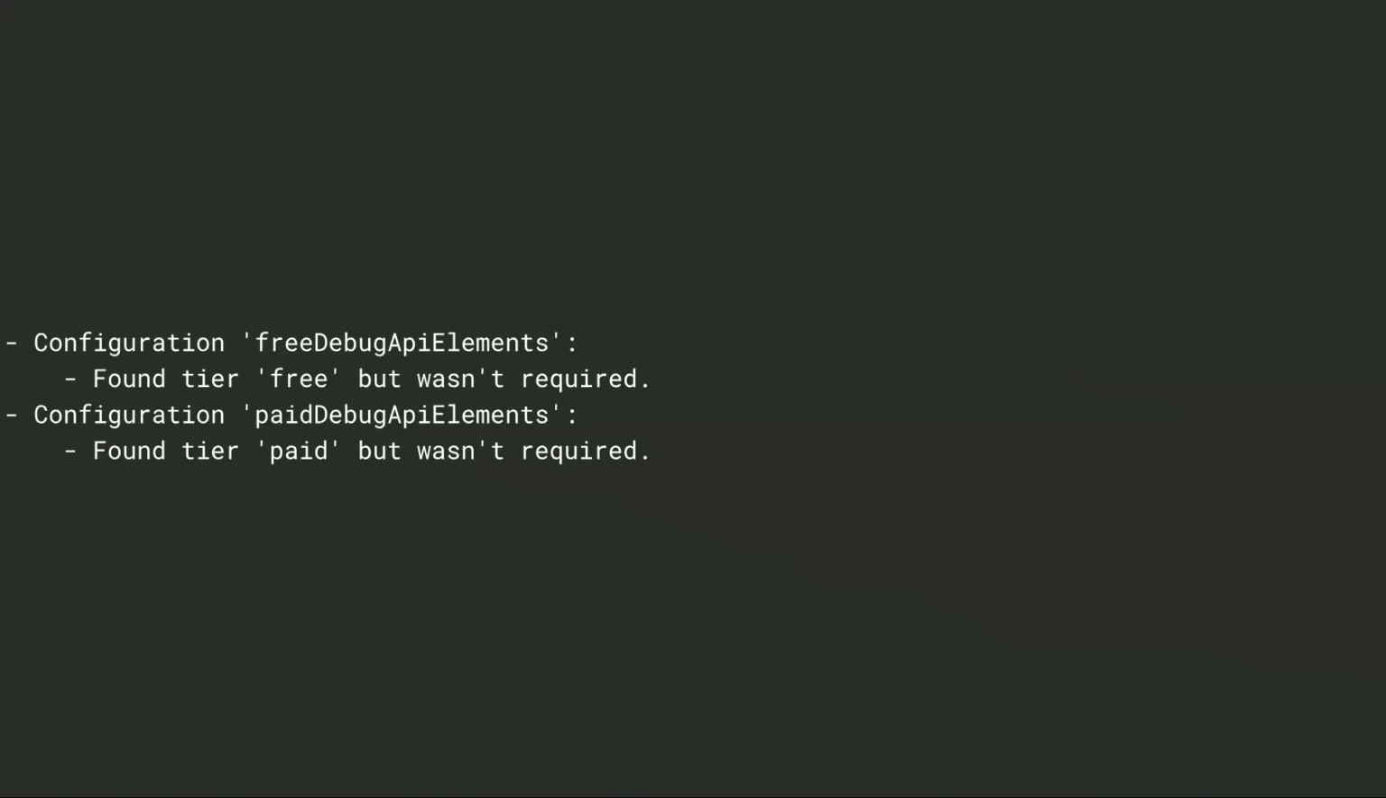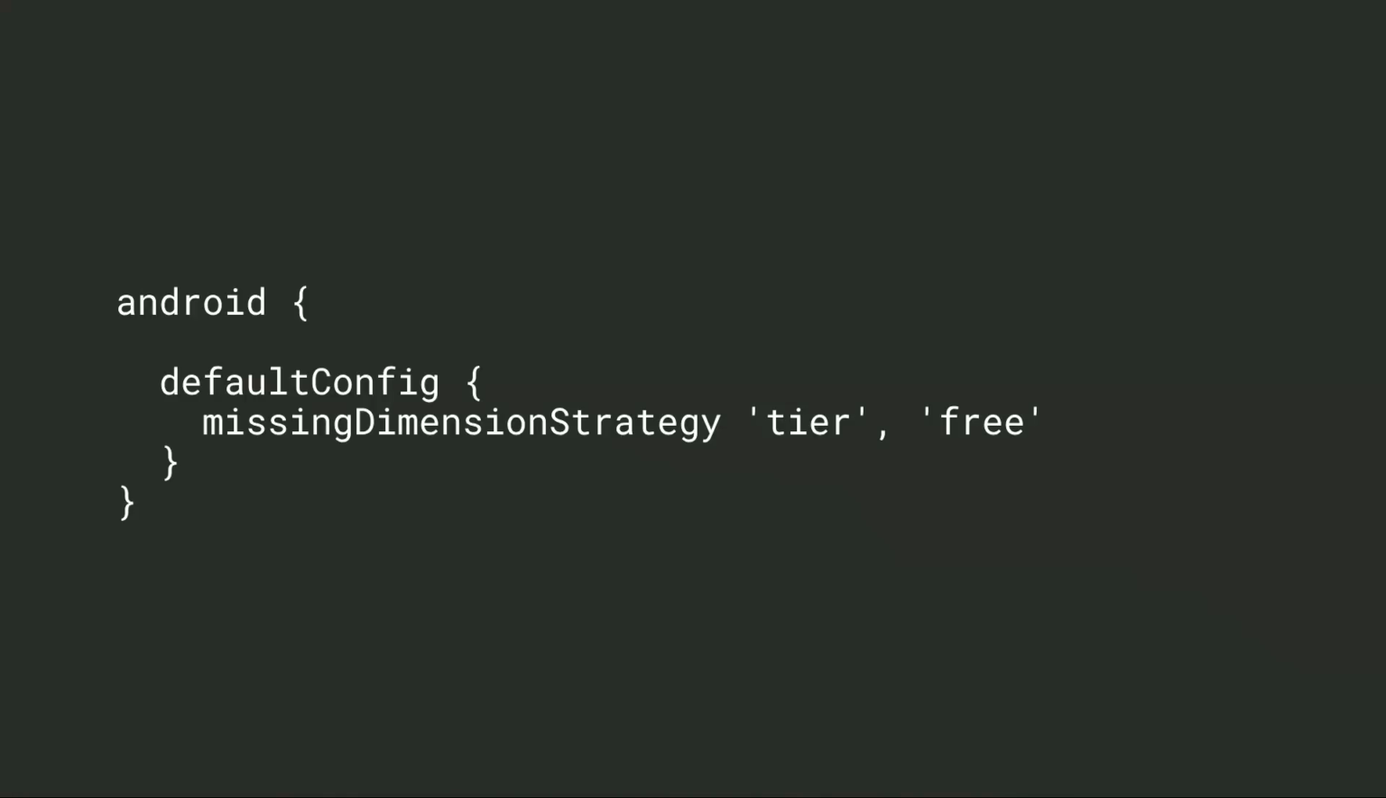So you can, again, create the flavor dimension in your app or in the consuming module, or you can just go and say, missing dimension strategy, name of the flavor dimension, name of the value, and all it's doing really is just adding that attribute directly to the request so that it's able to match the other one. And you can add this either to the default config, which applies to all your variants. You can apply it to a specific flavor, which will apply only to that flavor, or you can add it to a particular variant.